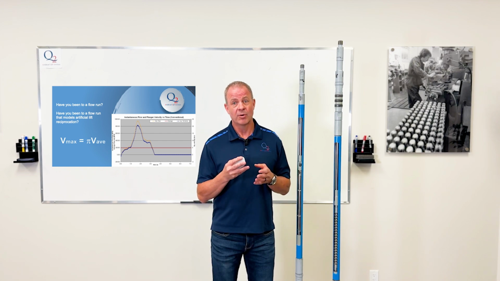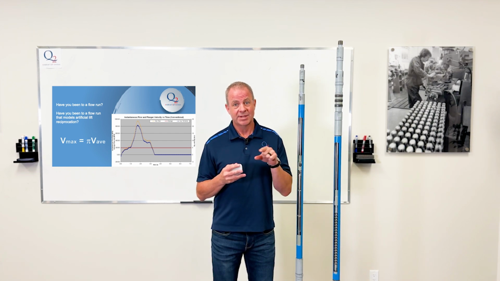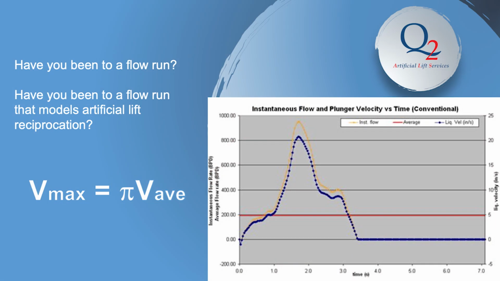Like I mentioned before, Vmax is actually equal to pi times V average. So say your average production in your well is 200 barrels a day. Well, guess what? You accelerate to 800 in that stroke of your rod pump. So it's interesting, because that's definitely non-steady state.